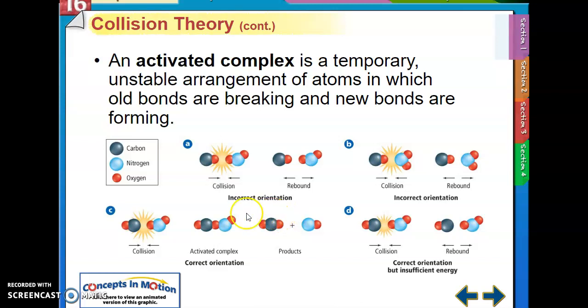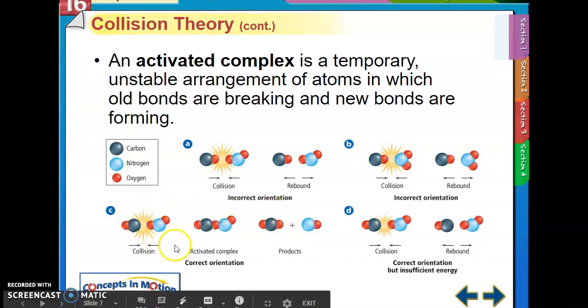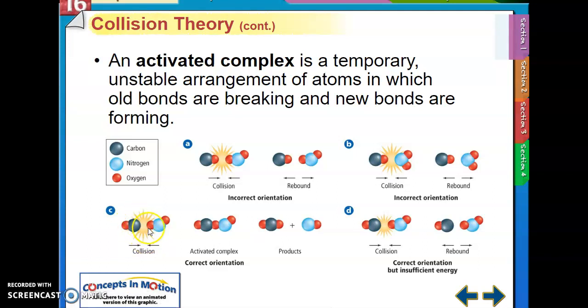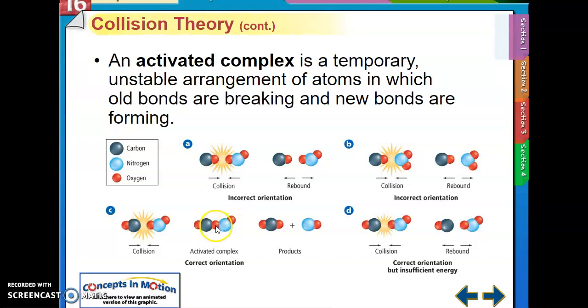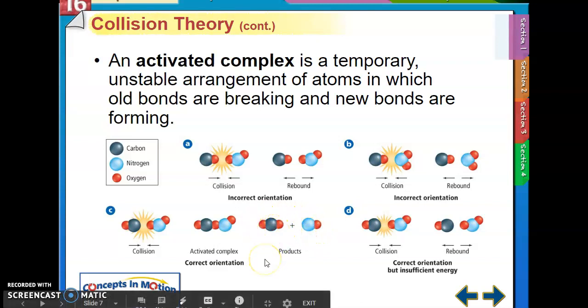The next one here shows us the correct orientation, the carbon colliding with the oxygen, which is what we needed. So they'll form this temporary arrangement, this activated complex. This is where they need to break the bonds that they had originally. So this oxygen needs to break apart from the nitrogen and then form new bonds. This oxygen then needs to form a bond with carbon.